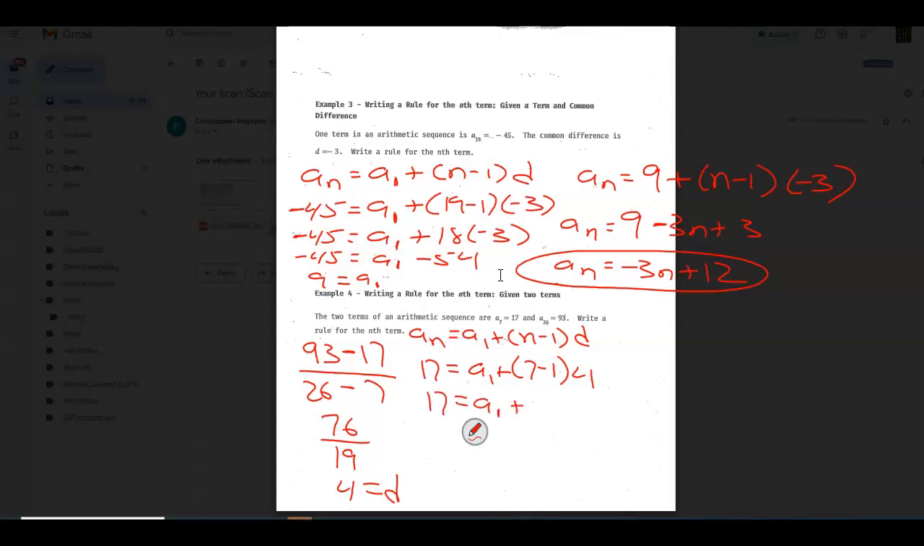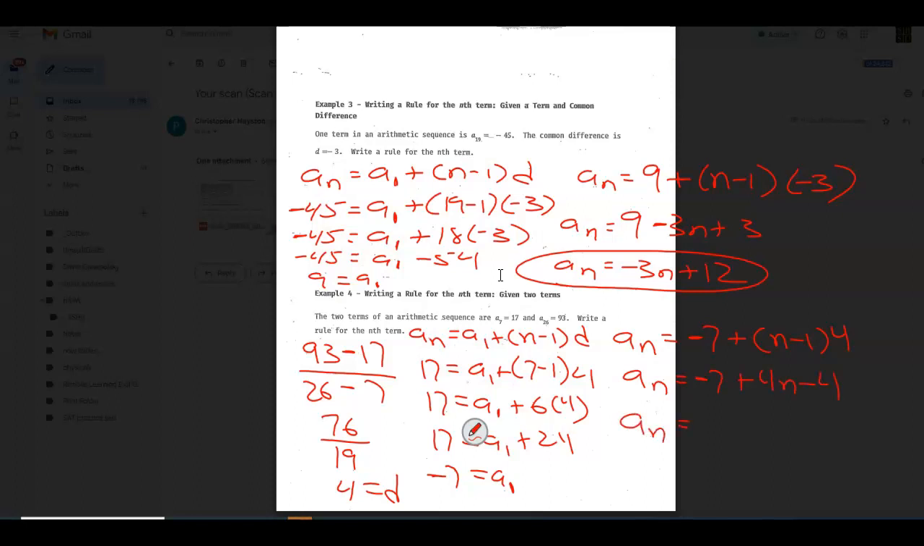17 equals a_1 plus 6 times 4. 17 equals a_1 plus 24. My a_1 is negative 7. And then a_n equals negative 7 plus n minus 1, and I use my d. My d is 4. a_n equals negative 7 plus 4n minus 4. My rule is 4n minus 11.